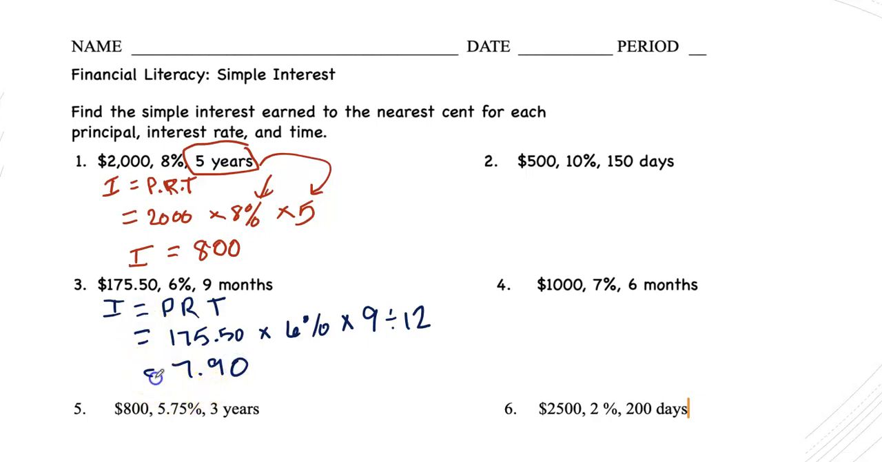So make sure that you are checking that and doing that. Now we'll do one with days over here. I'm going to change the color. So again, I have to see this on every problem. I'm going to make you do it again. Okay, use the formula. 500 times rate 10% times 150 divided by 365.